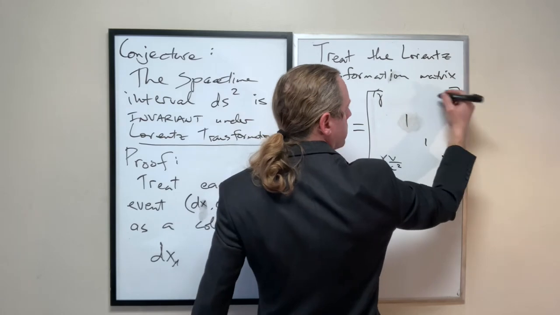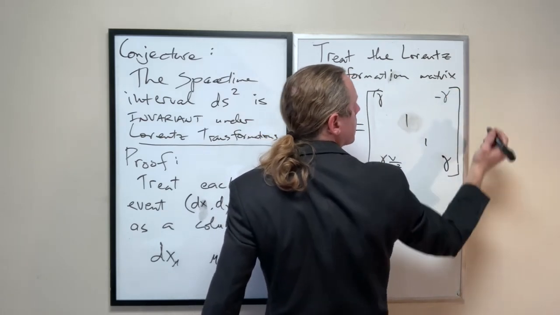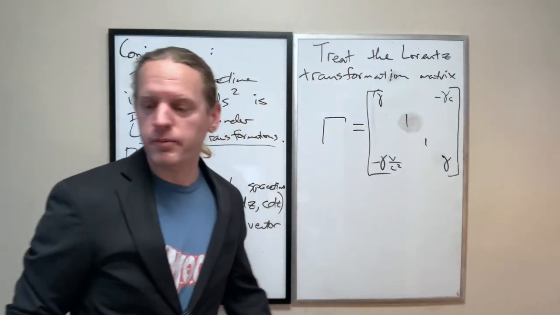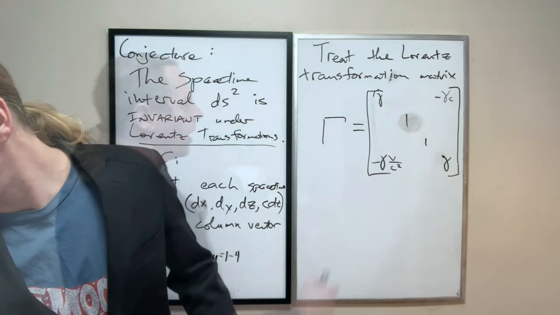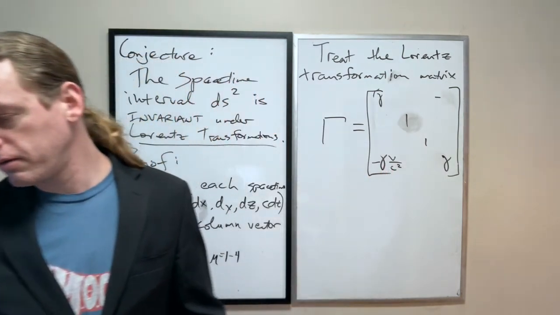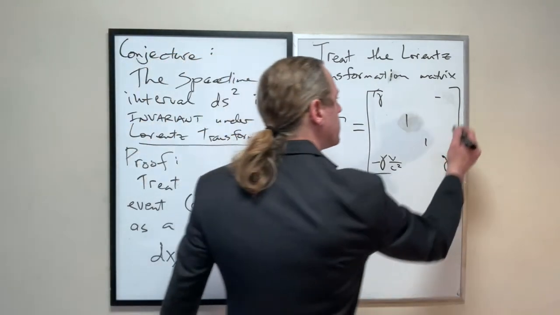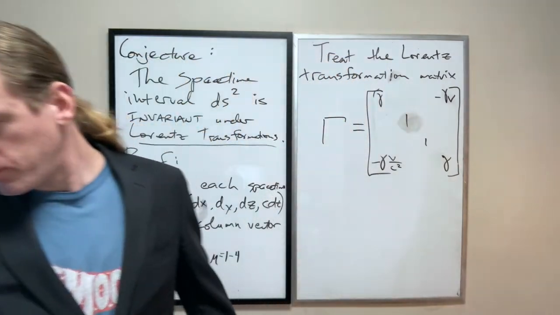And then we have minus gamma C, I think. Is that it? I'm off on one of those terms. So this is correct here for the T term. And then for the X term, yeah, it is just minus gamma V. You're exactly right. Thank you.